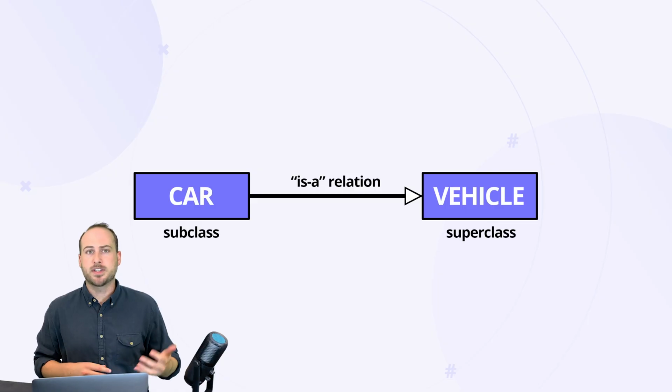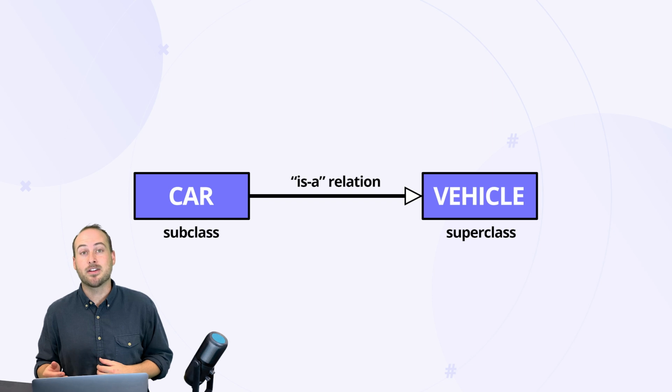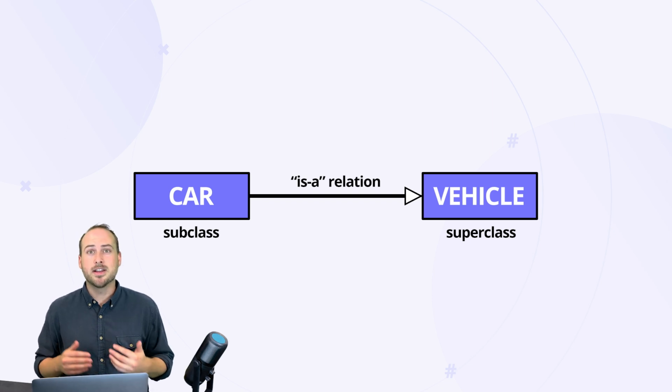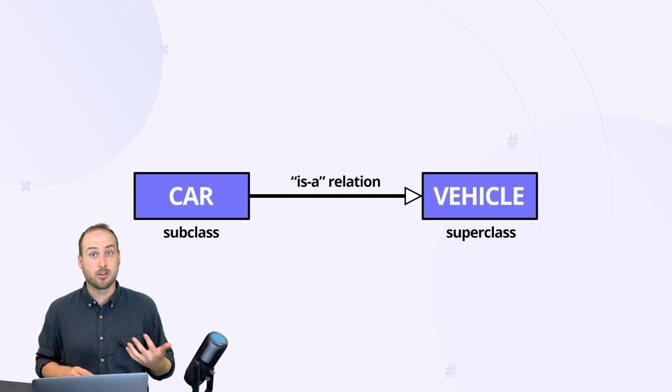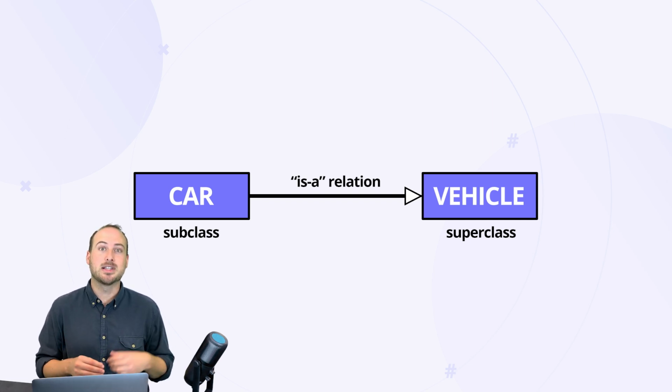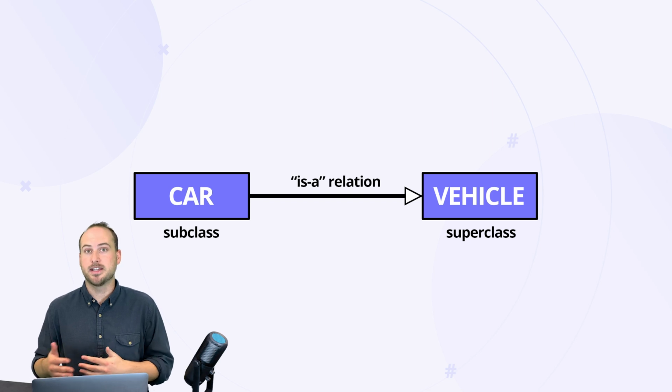Inheritance, our first core principle of object-oriented programming, represents an is-a relationship between classes. It allows a new class or subclass to inherit properties and methods from an existing class or superclass. For example, if you have a vehicle class and you create a car class that inherits from vehicle, the car is a type of vehicle. The car class will inherit common properties like wheels and engine from the vehicle class, but it can also have its specific properties like trunk size.